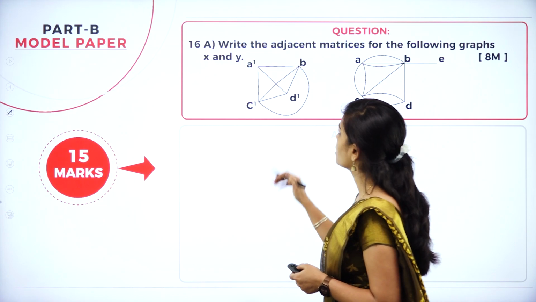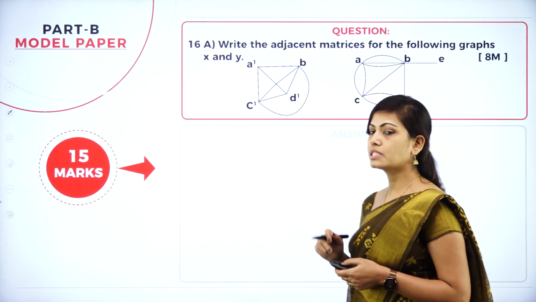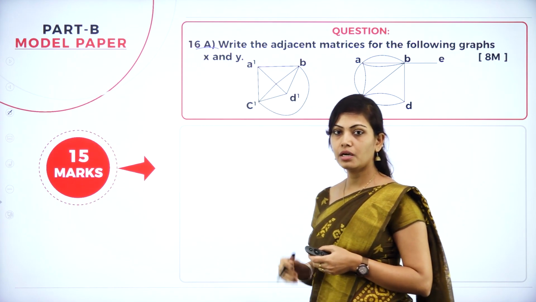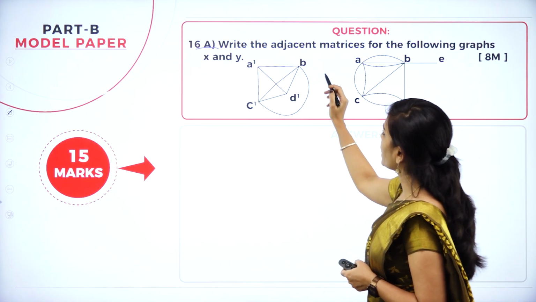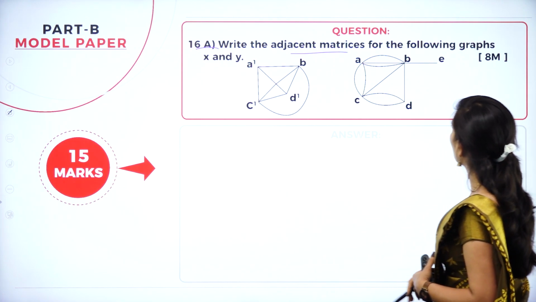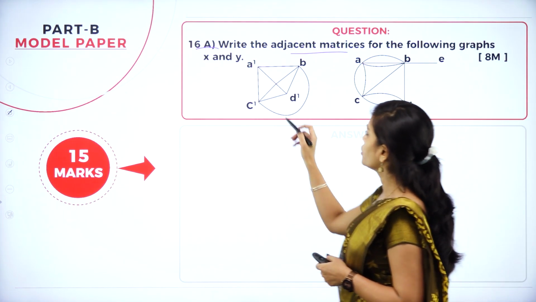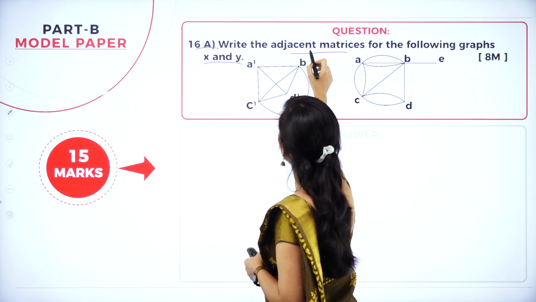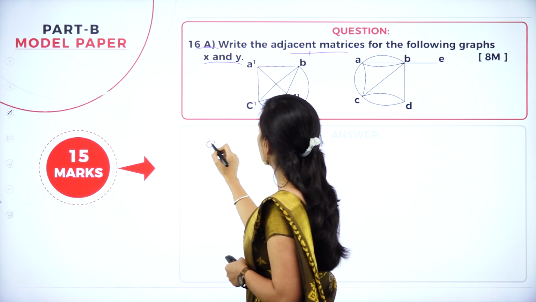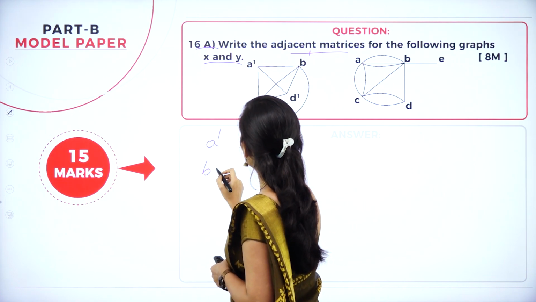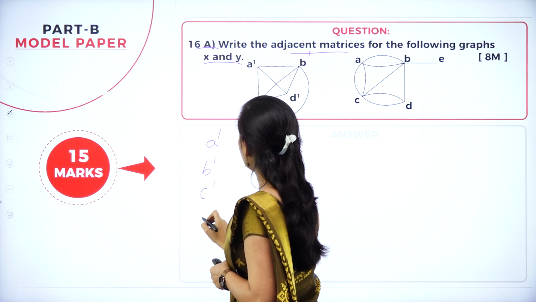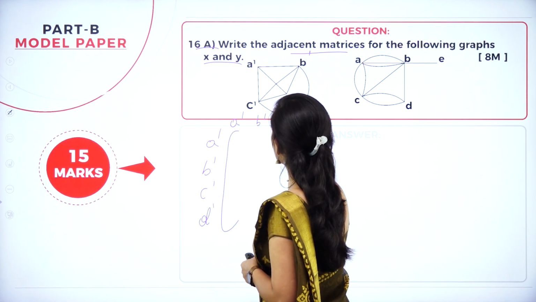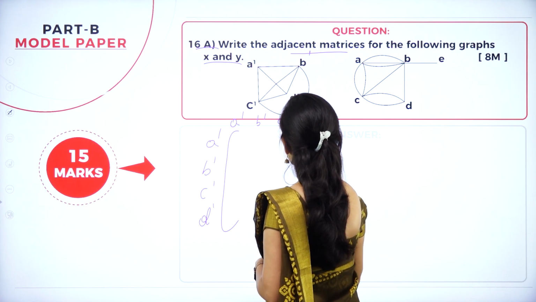And the next one is part B. Last question is the 16th question. So in the 16th question you will be having A, B and one more choice question. Write the adjacency matrices for the following graphs. It is an 8 marks question. You have X and Y. So first you have to write the given adjacency values A dash, B dash, C dash and D dash.